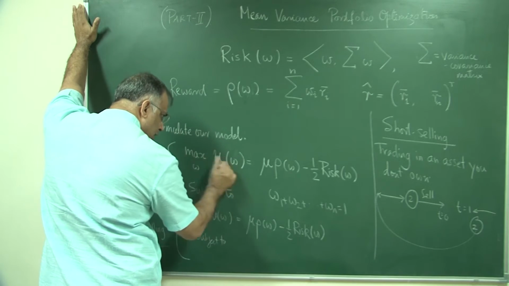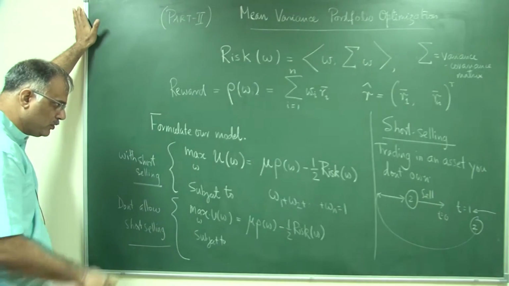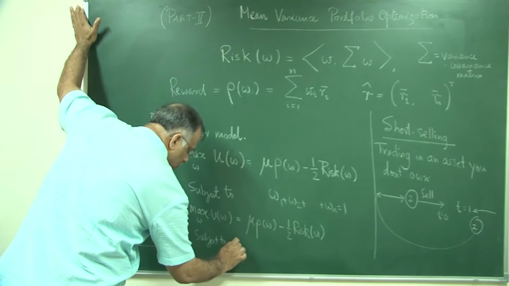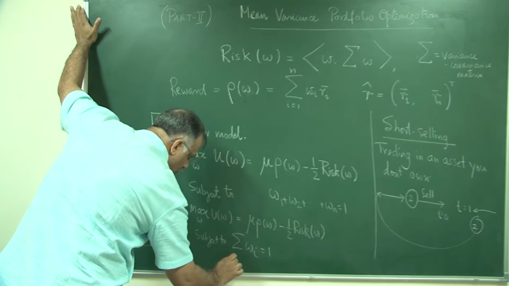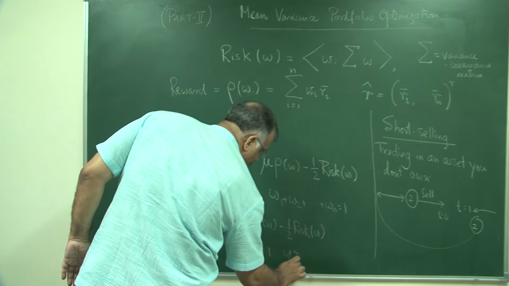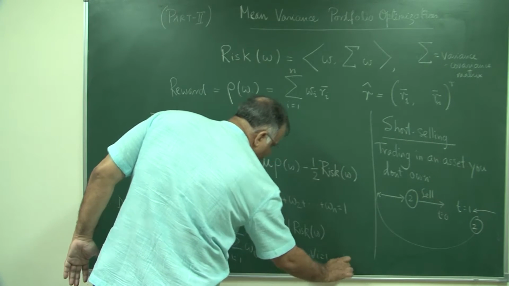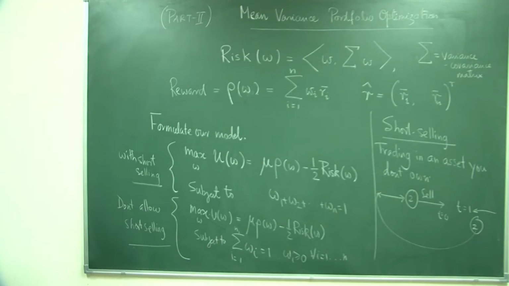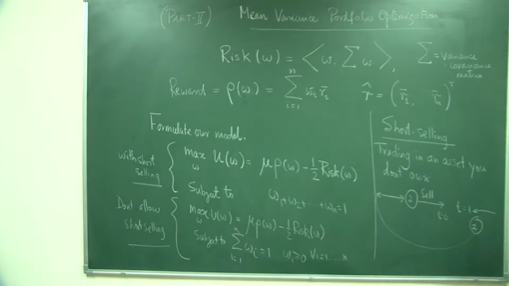Or here you could have written minimization of the loss, which is the risk minus the reward. That also you could have done. Subject to summation Wi equal to 1, i equal to 1 to n, and Wi is greater than or equal to 0 for all i equal to 1 to n. So there are two versions. Okay, we shall just use this version for our benefit, for simplicity actually.